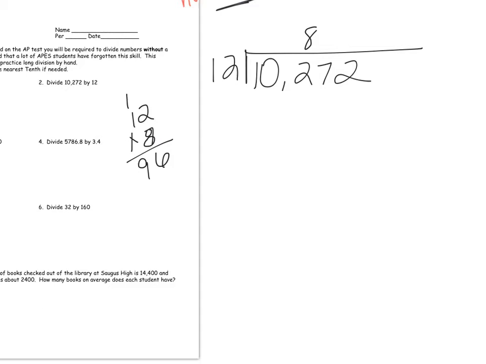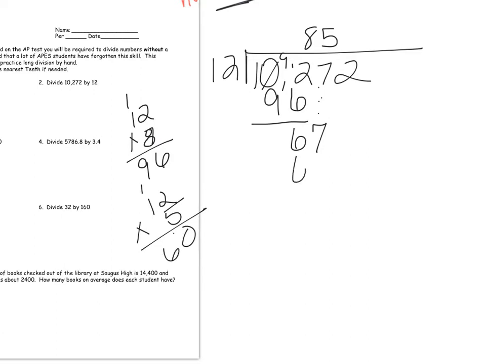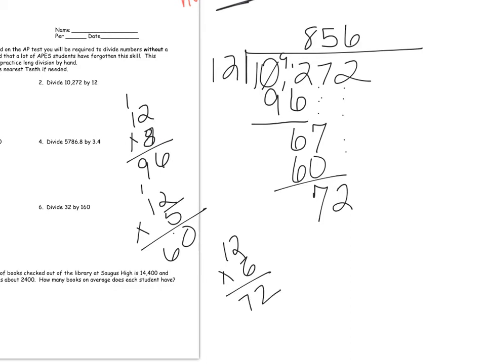So 12 times 8 is 96, so I'm going to carefully line up my numbers, and I'm going to subtract. So my remainder is 6. I'm going to drop this down here. And 12 goes into 67 5 times. And so 5 times 12, if I don't remember that, I'm going to go ahead and do that over here on the side, is 60. I'm going to drop this number down. And 12 goes into 72, oh, one more time, so that's 12 times 6. Again, if you need to do your math to the side, just to double check, you can. But it goes evenly at 6. So my answer to number 2 is 856.